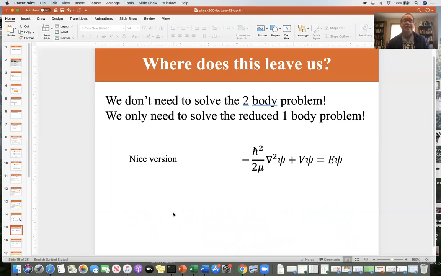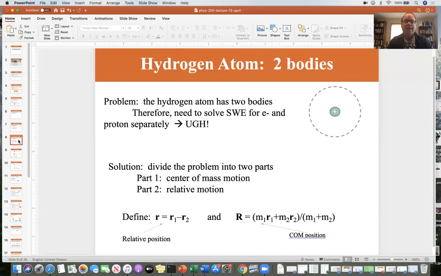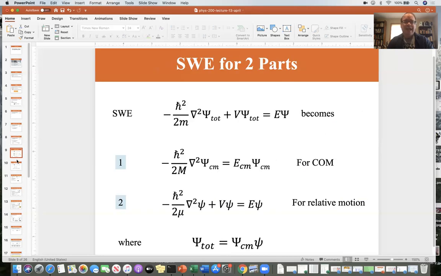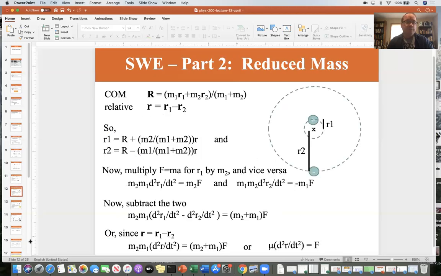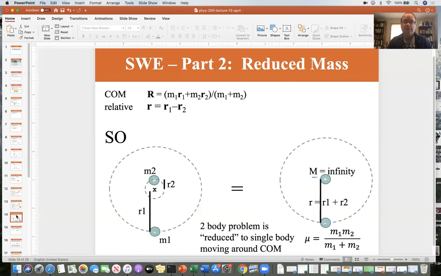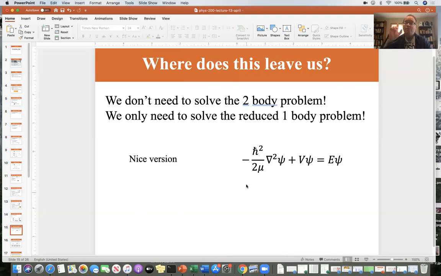So we don't need to solve the two-body problem. Remember, when we think back, what we had were two bodies that were moving, the electron and the proton. We got rid of the center of mass motion. We still had two objects that were moving, but we've reduced it to this one object moving problem. And that's fantastic. We only have one problem to solve. We just have h bar squared over 2 mu instead of 2m, del squared psi plus V psi equals E psi. That's great. That's the nice version.